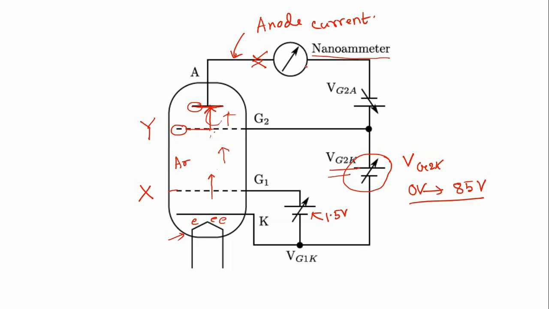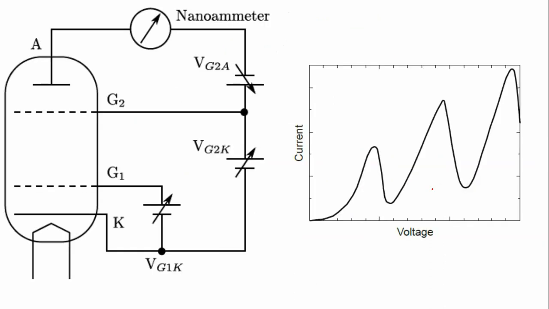Now the point is that when we do the experiment, when we vary the voltage from 0 to 85 volt, this G2K voltage, whenever we vary it with a potentiostat, then what happens if I plot the anode current versus this voltage? In that case we get a curve like this.